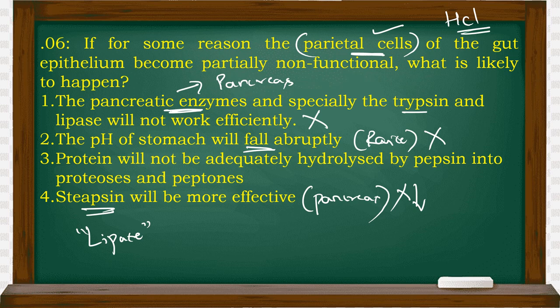Looking into option number 3. Proteins will not be adequately hydrolyzed by pepsin into proteoses and peptones. So this would definitely happen because the proteins will not be hydrolyzed. That means the protein would not be broken down into constituent components in the absence of HCl, which was being produced by the parietal cell. So option 3 is the correct answer for this question.